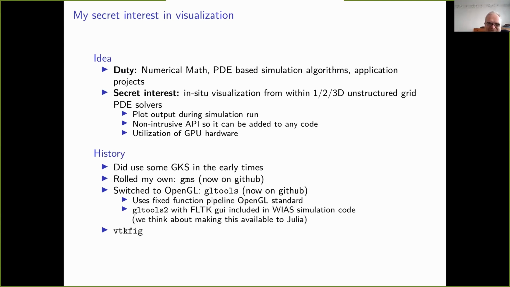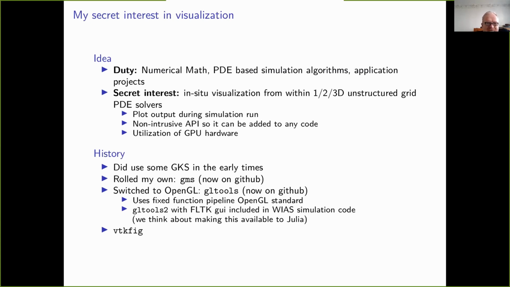Hello Joseph. I started with GKS in early times. Then I wrote some kind of C library which uses X Windows, and then I switched to OpenGL. We did lots of things based on the fixed function pipeline OpenGL. And just lately I switched to try to figure out what can be done with VTK. I put some of the old stuff on GitHub, and we may also make something of this available for Julia if we find time.